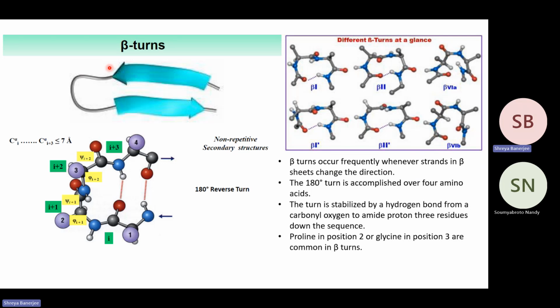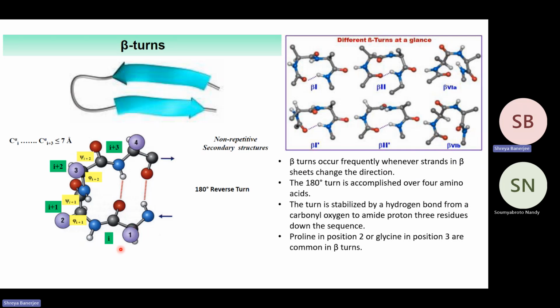Now about the beta turns. If you have an anti-parallel beta sheet, they have to be connected in some way, right? You can't suddenly change direction. One which is going towards left cannot suddenly turn towards right. There has to be something which is enabling this change of direction. And that is where the beta turns come into play. So beta turn is a small structure made up of 4 amino acids, and it helps in a 180-degree turn in the direction of the chain.